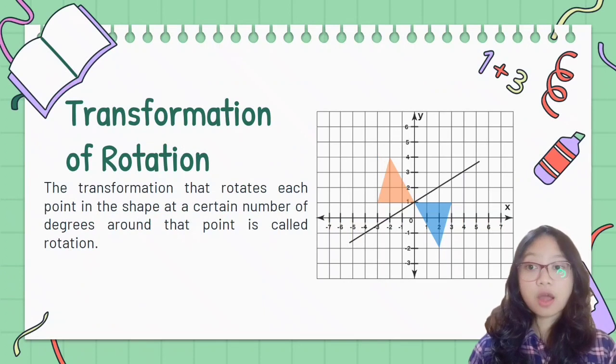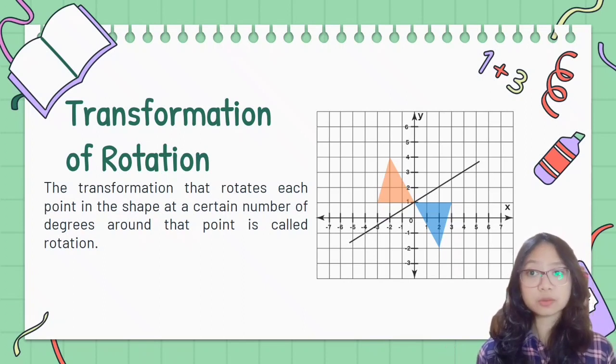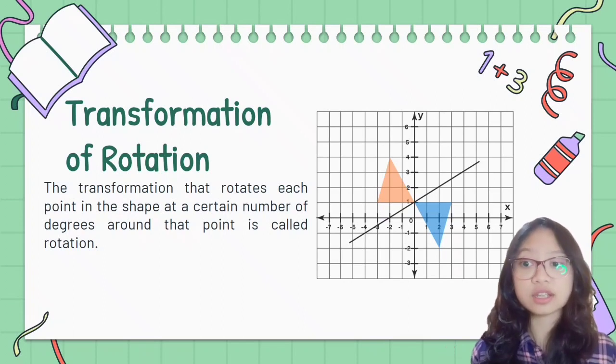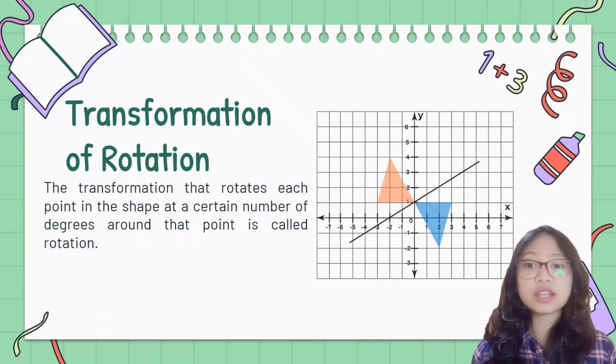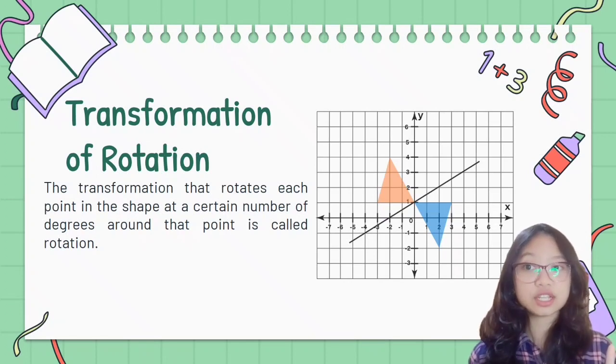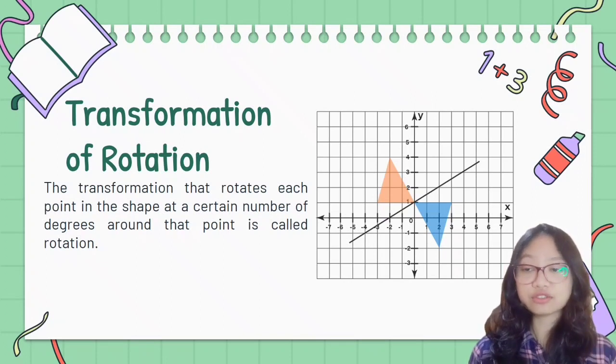Now we are going to go to rotation, or rotasi in Indonesia. So what is rotation? What is the definition of rotation? Yeah, the transformation that rotates each point in a shape by a certain number of degrees around a point is called rotation. Yeah, it's simply called turning around the center.